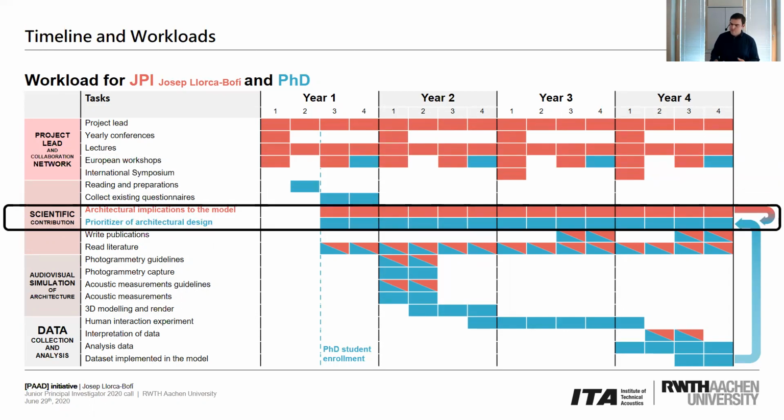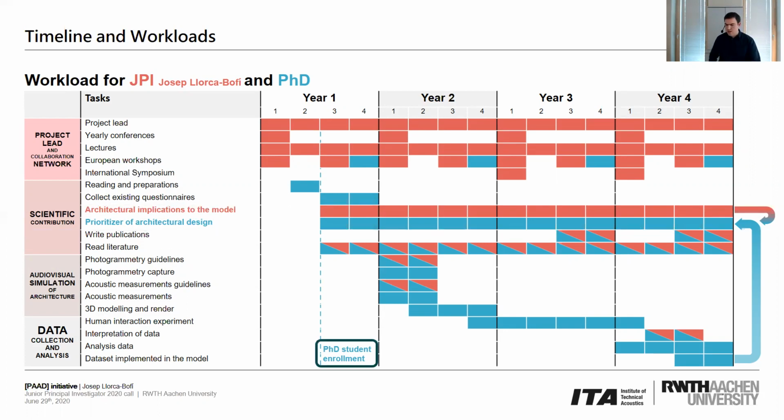So my future PhD and I will be working hand in hand with the prioritizer tool and the architectural implications of this model. And he or she will start the project in the second half of the first year, so we still have a bit of time to select who will be the correct candidate. And finally, the test itself will take place in year 3. So that means that before that, we have to capture or collect or make the different 3D models and scenarios of different spaces that we will use in the test.